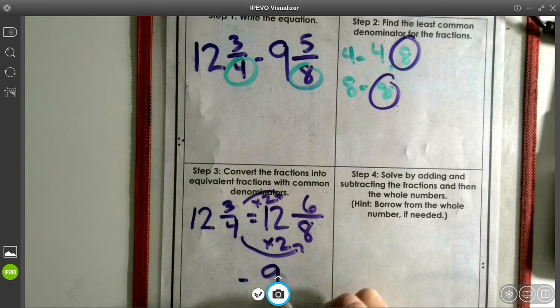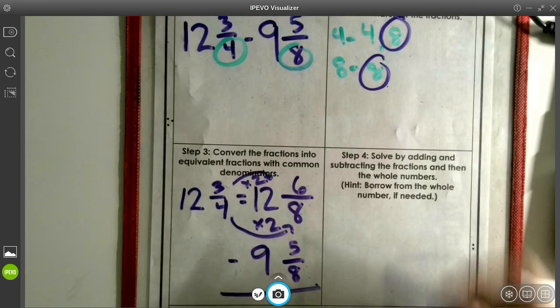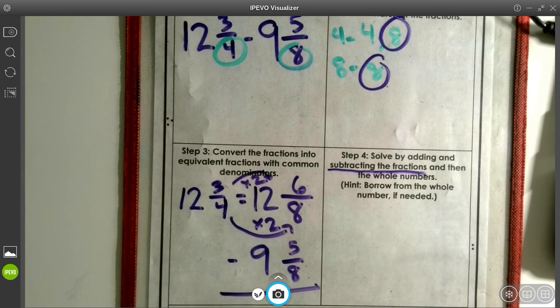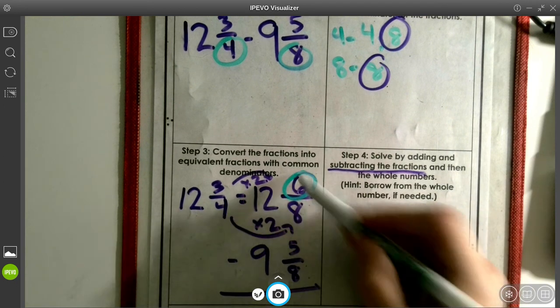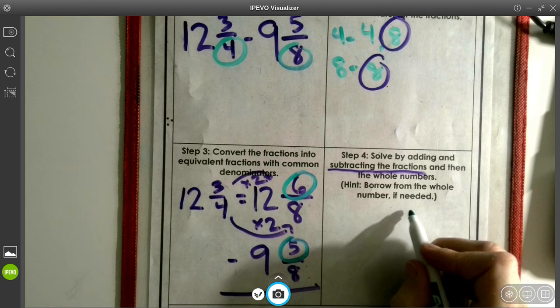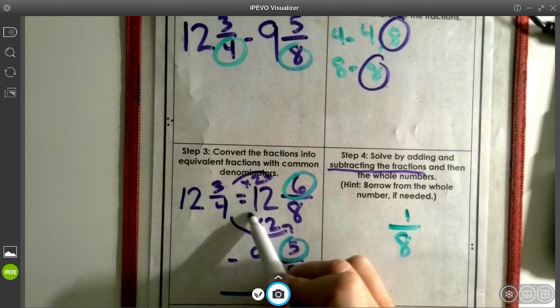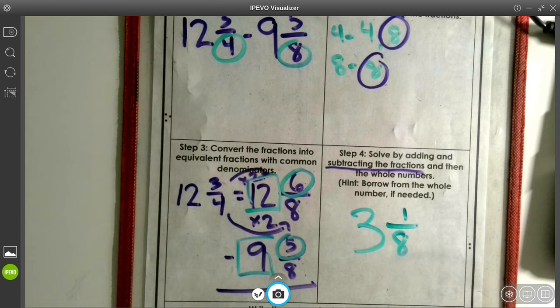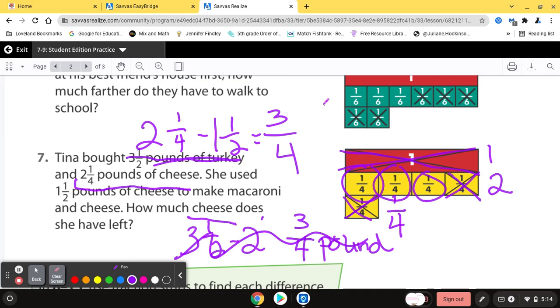And then I'm going to subtract 9 and 5/8 from that. Just like when we were adding, we are going to subtract the fractions first and then deal with our whole numbers. So 6 minus 5, my numerator is 1, denominator stays the same. And then 12 minus 9 is 3. So 3 and 1/8. Okay, friends, from this point, that is going to conclude our mini lesson on using models to subtract mixed numbers.